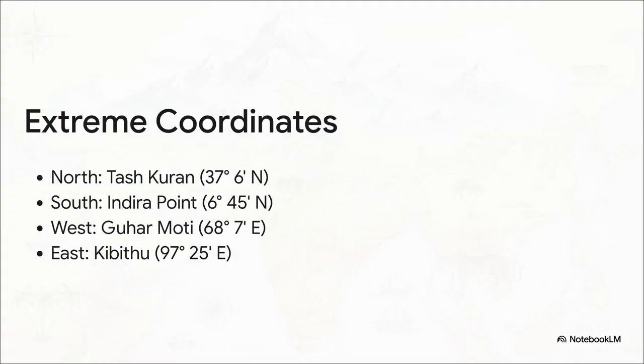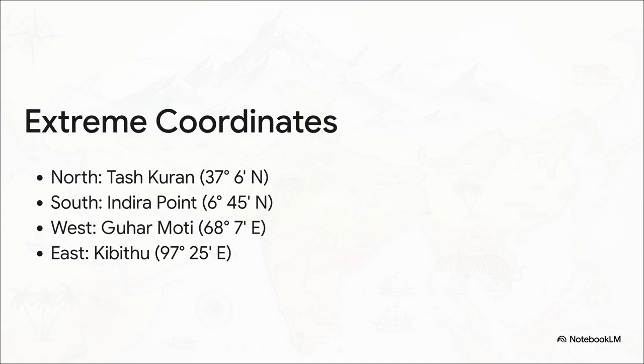Now, let's break down those extreme outer limits. A lot of older textbooks get the northernmost point wrong, but the accurate coordinate is Tashkurgan at 37 degrees 6 minutes north. Meanwhile, if you include the islands, the southernmost point of the whole territory is Indira Point at 6 degrees 45 minutes north. Some of you might know that by its older name, Pygmalion Point.